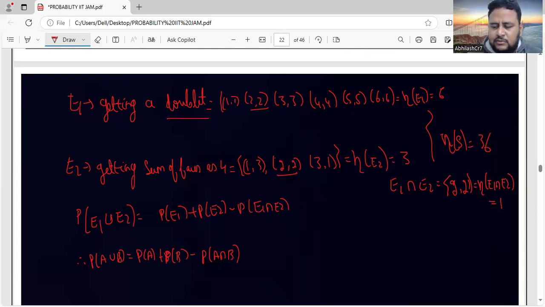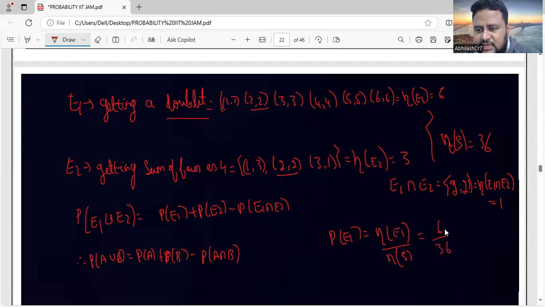So now let us find the probability of E1. Probability of E1 is nothing but n of E1 divided by n of S, that is 6 divided by 36. Don't cancel it now; we can simplify it later. P of E2 is n of E2 divided by n of S, that is 3 by 36. Next, the probability of E1 intersection E2 is n of E1 intersection E2, which is 1, divided by n of S, that is 36.